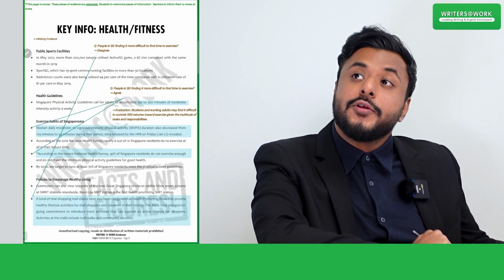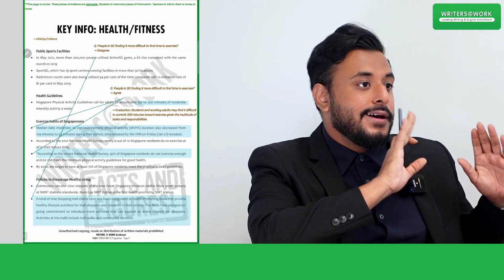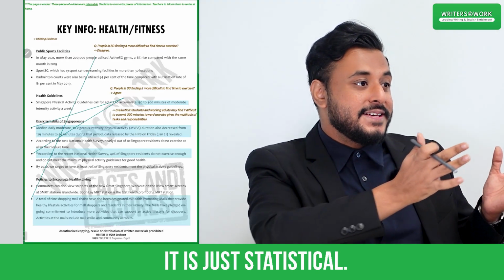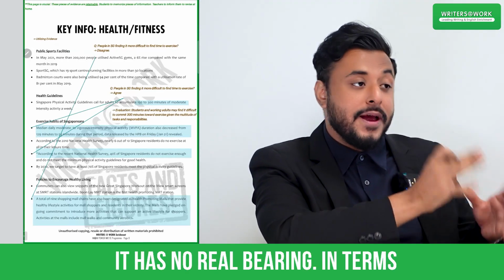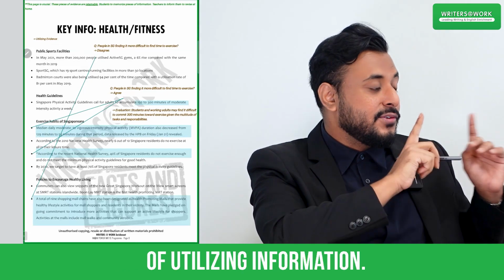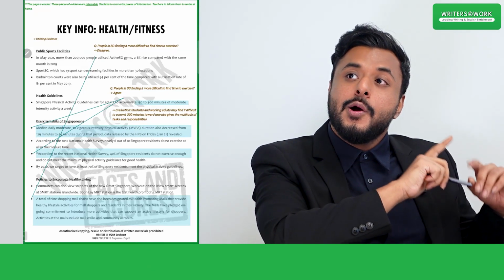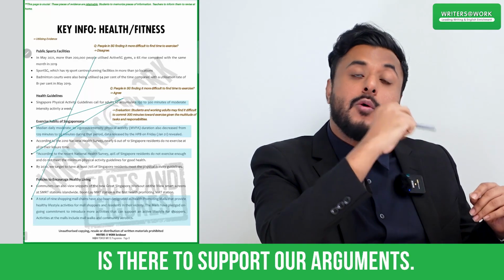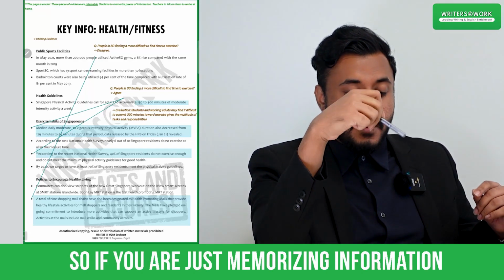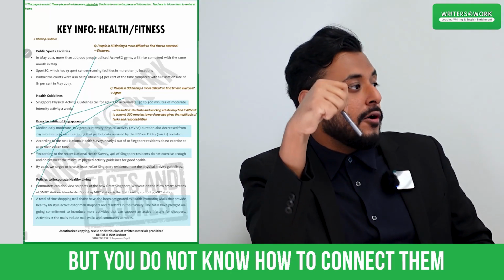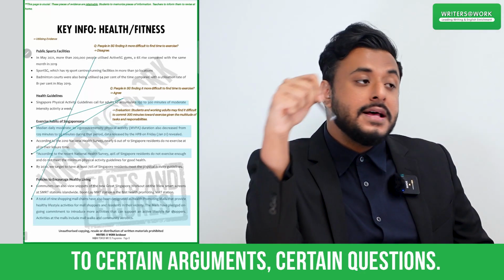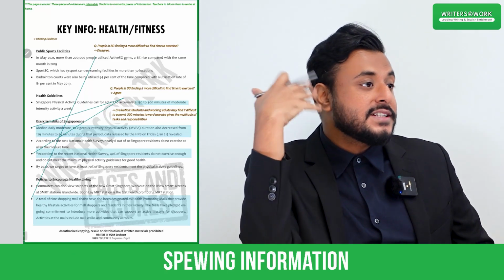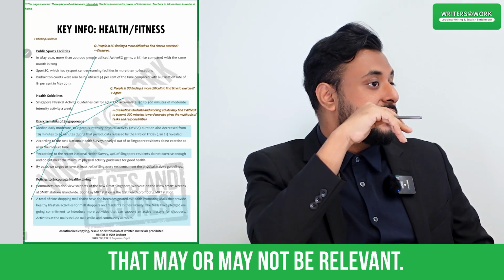This is where we start talking about evidence. It's just a page of information. Information is incredibly objective. It is just statistical. It has no real bearing. In terms of utilizing information, we have to let the kids know that this information is there to support our arguments. So if you are just memorizing information, but you do not know how to connect them to certain arguments, certain questions, then you're going to be very confused. Because you're just going to start spewing information that may or may not be relevant.